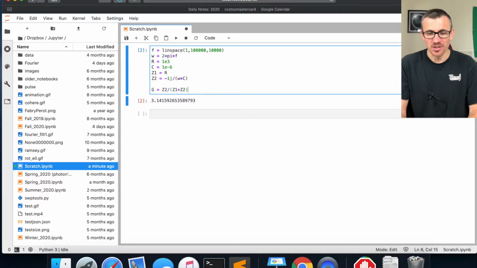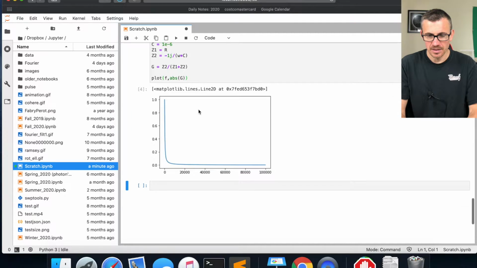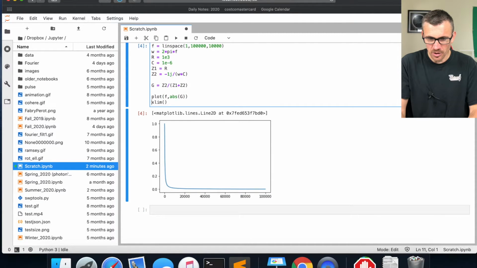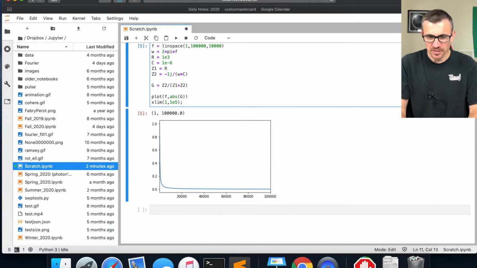I love doing it this way because it's all abstract, right? And better, actually plot it. So we'll plot the frequency on the x-axis, and the magnitude, which is abs of G. I had to think about that for a sec. And that's what we get. Let's go from our 1 to our 10,000. So it's not very instructive, is it?